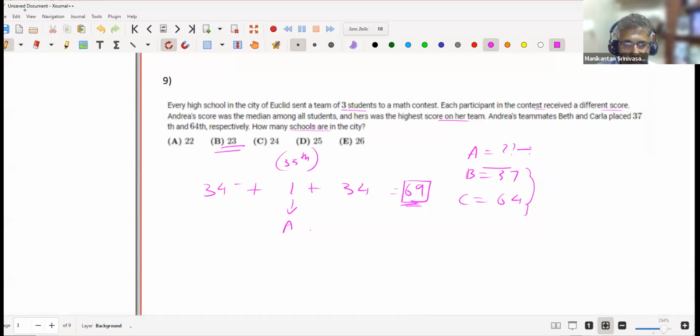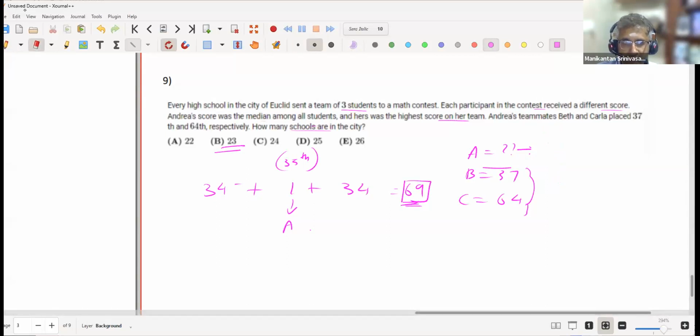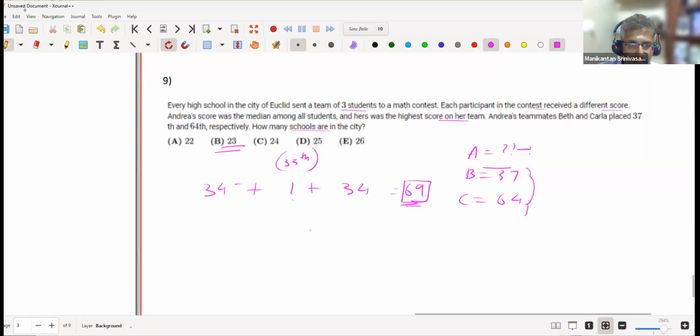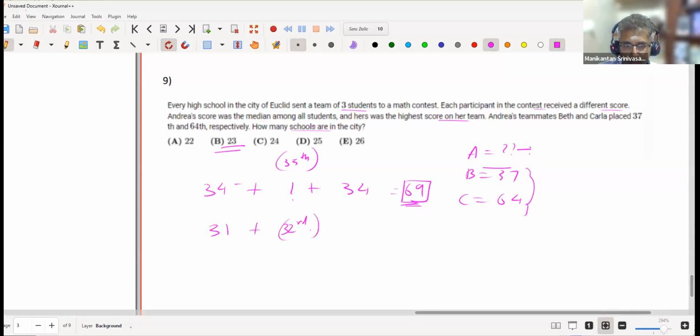Similarly, if she is at the 34th position, then you'll get 33 plus 33 plus 1, which is not a multiple of 3. If she is at the 33rd position, we get 32 plus 32 plus 1, which again will not be a multiple of 3. So the next possibility is the 32nd position. If she is 32nd, there could be 31 ahead of her and 31 behind her, which is 63 in total. But 63 should be the last person, right? There's no one below 63. That's the last. But here we have a contention, right?